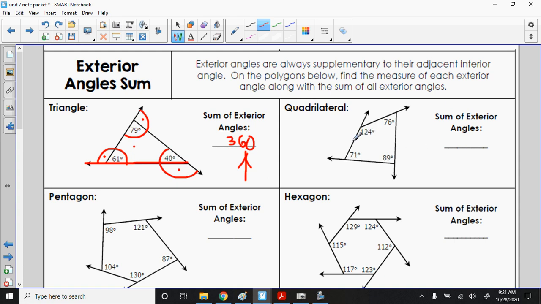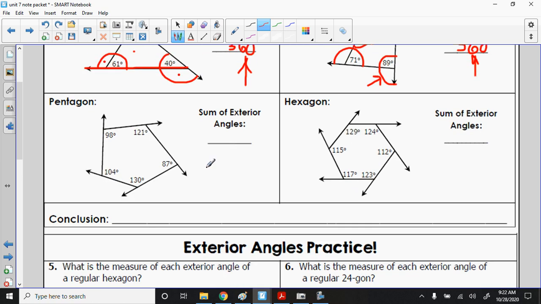How would you go about finding the exterior sum of a quadrilateral? You would do a half circle on every corner. 124, subtract that from 180 to get that. 180 subtract 71. 180 subtract 89 to get this one. And 180 subtract 76 to get this one. And the exterior sum of these, when you add these 4 exterior angles up on a quadrilateral, is again 360.